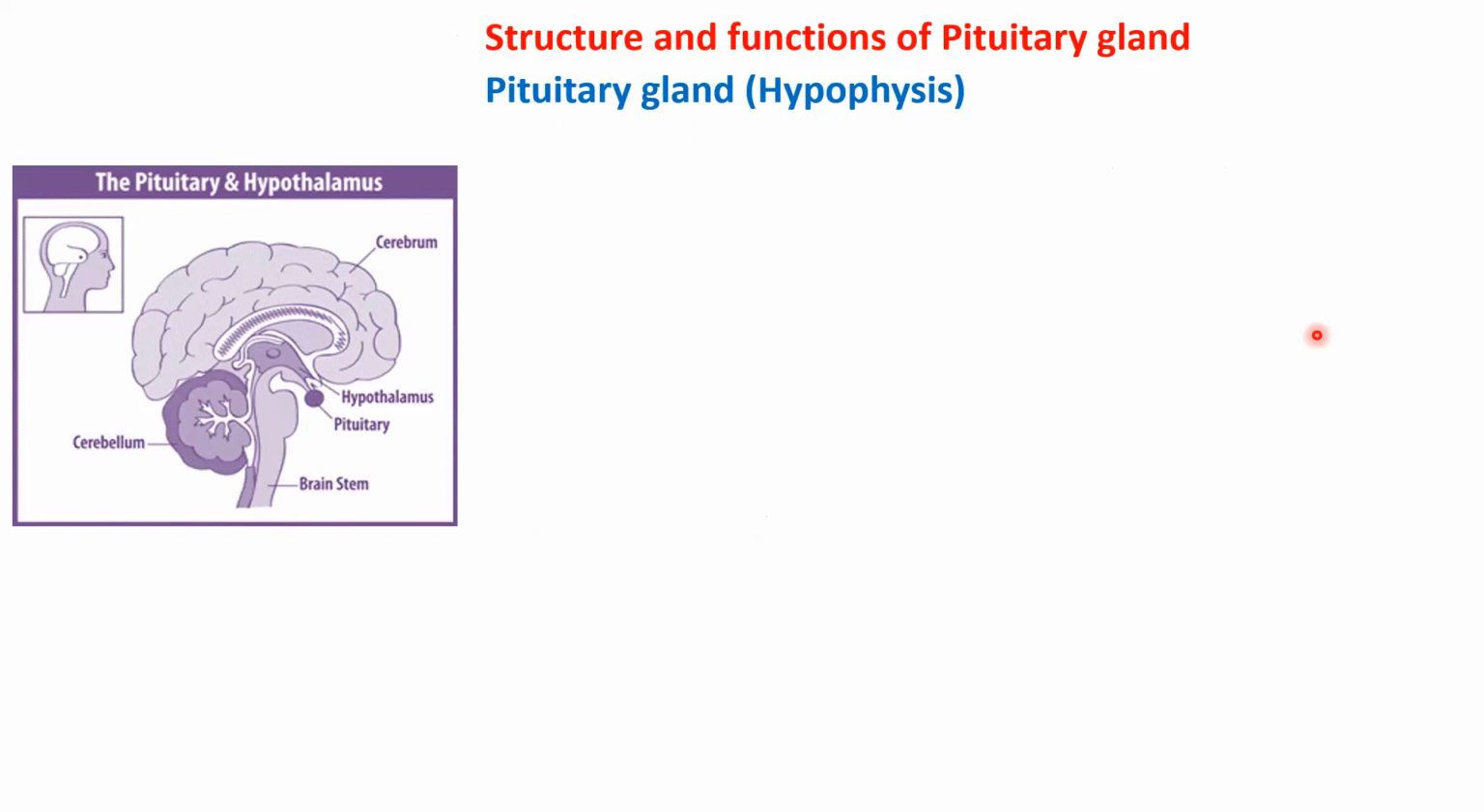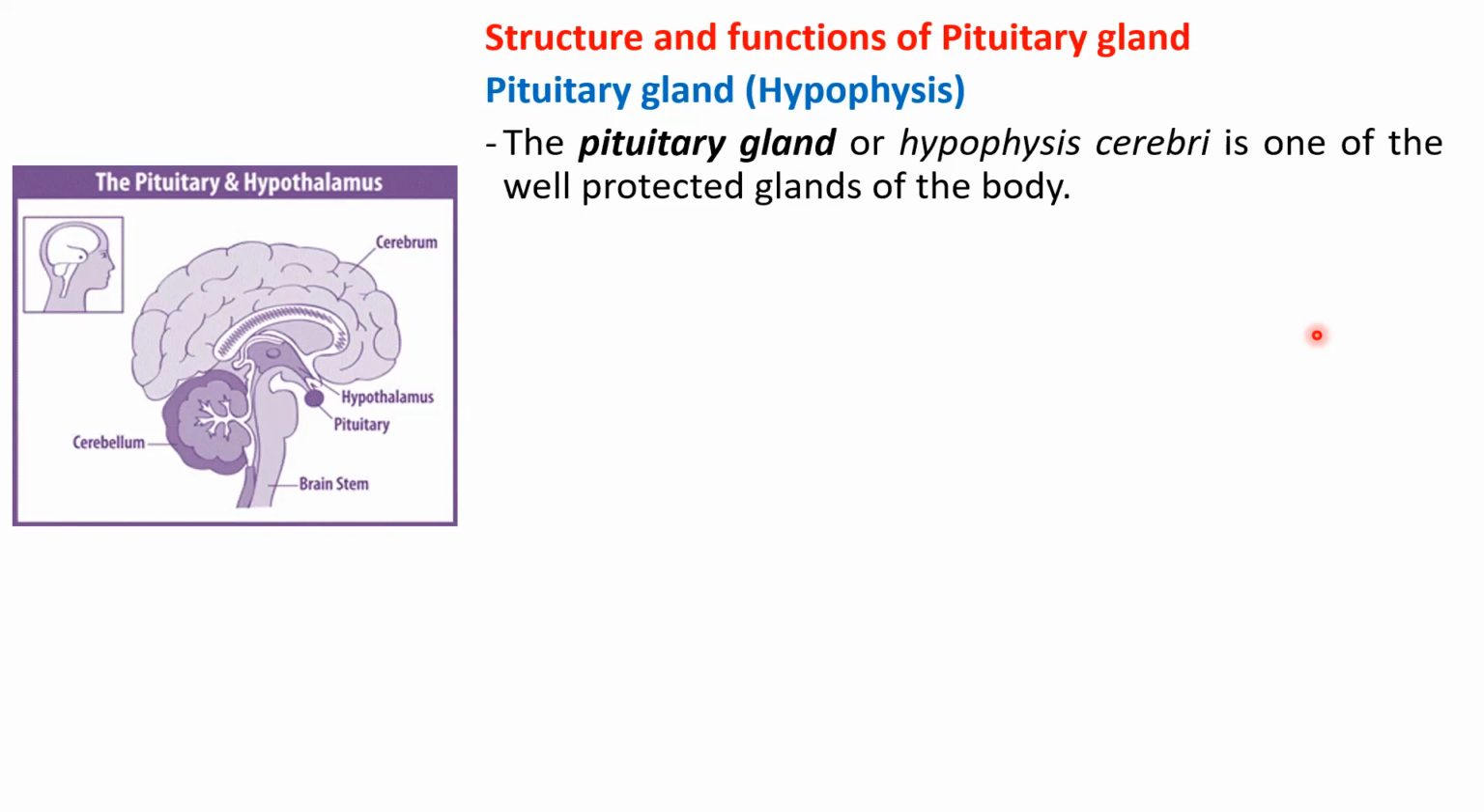So according to our syllabus, we have to study the endocrine glands. We have to study five examples of these endocrine glands: pituitary gland, thyroid gland, adrenal gland, and pancreas. The first gland we have to study is the pituitary gland, its structure and functions. This gland is also called the hypophysis, because it is present in the region of the hypophysis of the brain.